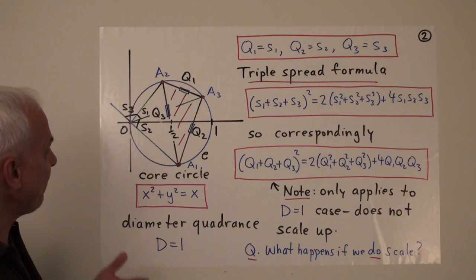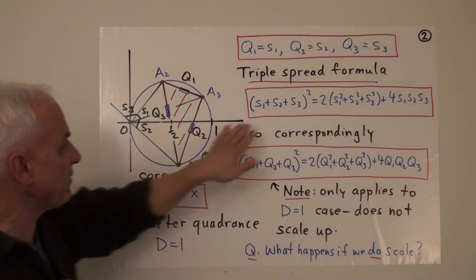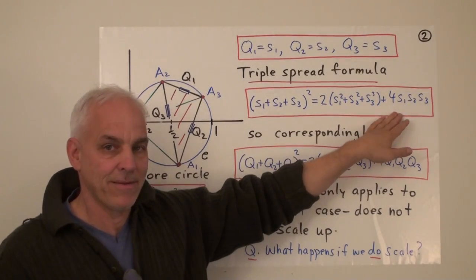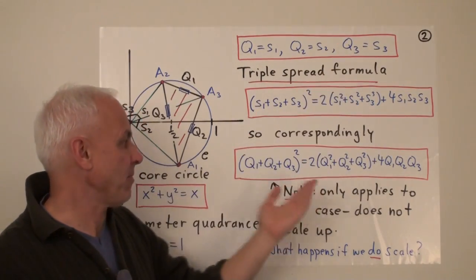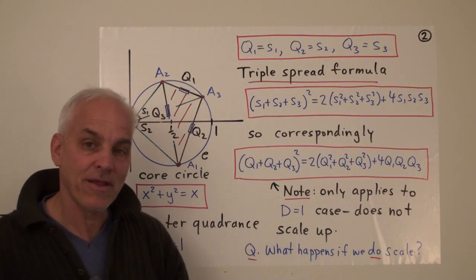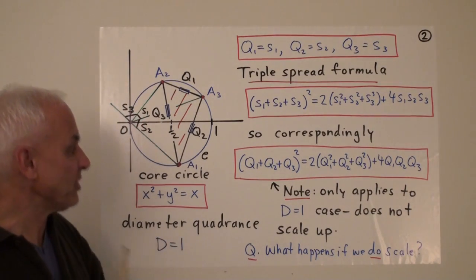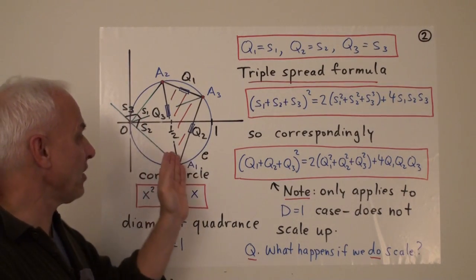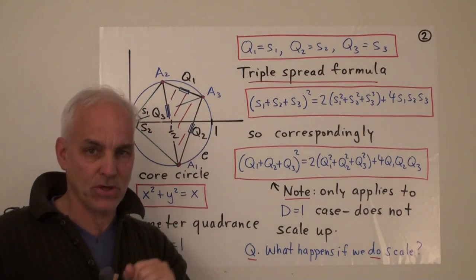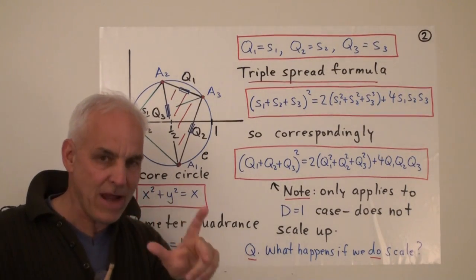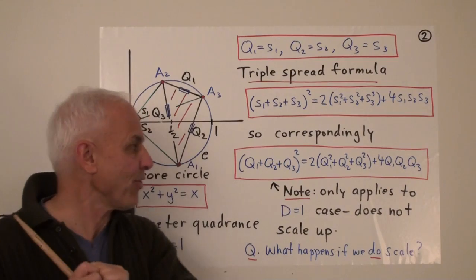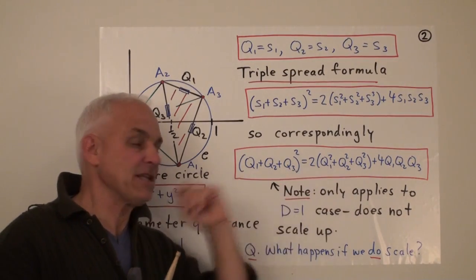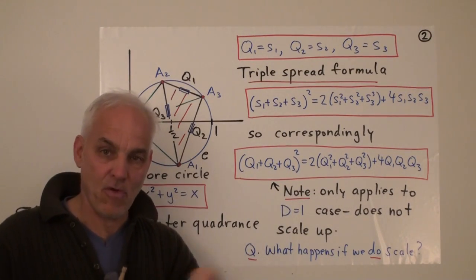And then we saw that the fact that these three spreads satisfy the triple spread formula, combined with this, immediately gives us this relation amongst the three quadrances of this triangle contained in our core circle. So if we have a triangle that's on the core circle, then the three quadrances satisfy exactly this triple spread formula.